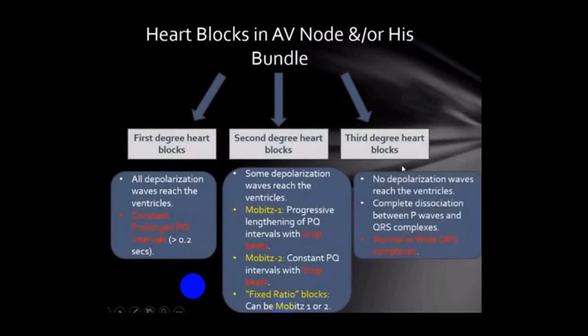While in Mobitz type 2, there is a constant PR interval where the first P wave might have a normal PR interval. The second P wave may not be transmitted through the AV node to the bundle of His, which will produce no conduction. Hence, you will have no QRS complex following that P wave. Same thing happens in Mobitz type 1. But in Mobitz type 1, you've got a gradual increase in the PR interval. While here, the PR interval remains constant and one P wave is not transmitted. So usually there is a fixed block, which we call 2:1 or 3:1 block.